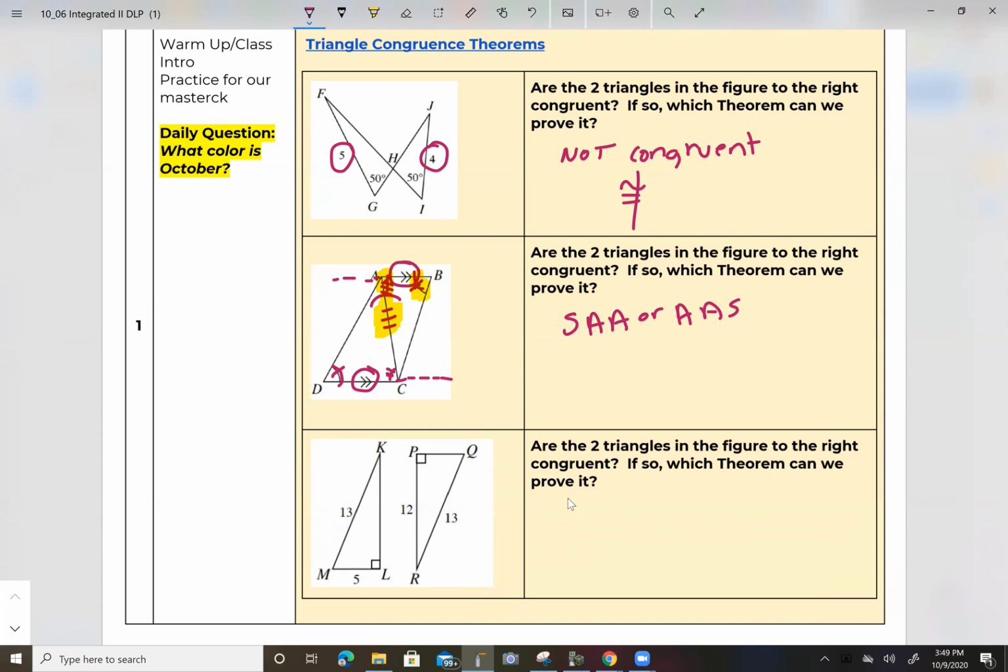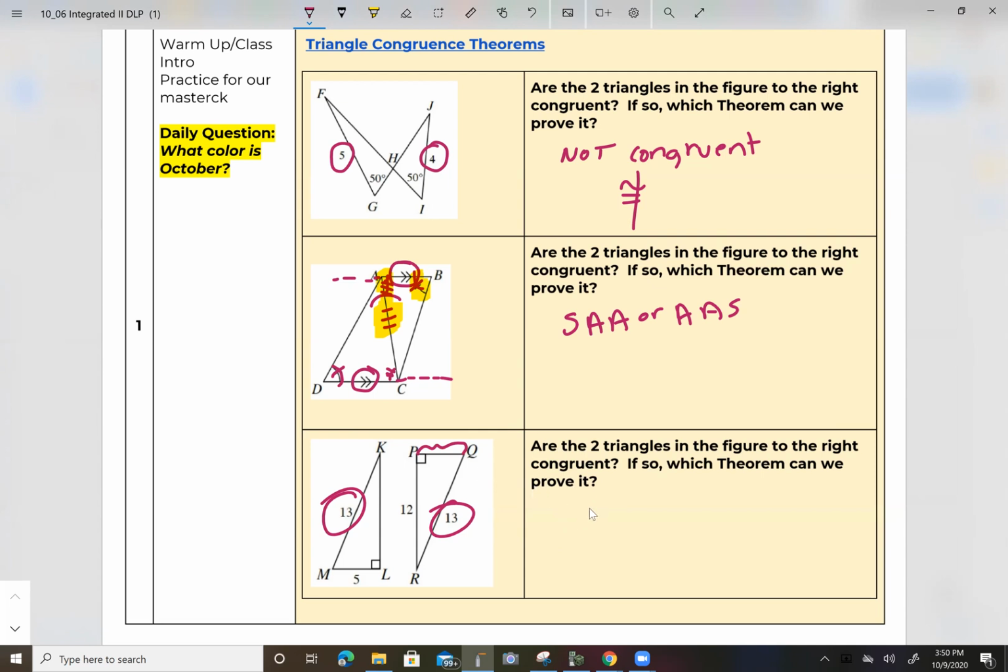And then down here is interesting because we have two right triangles. We know they have this corresponding side that's the same, which is the hypotenuse. If we had another side length that was the same, we could use hypotenuse-leg, or if we knew all of the sides were the same, we could use side, side, side. Luckily, we can find the third side of a right triangle by using the Pythagorean theorem.